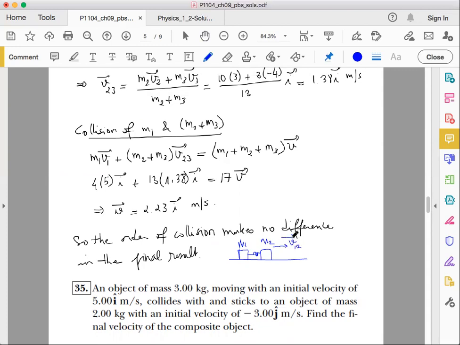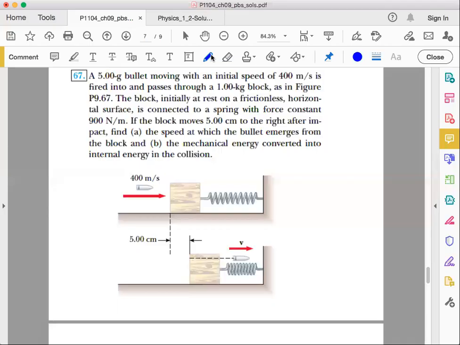and then take later on M3 to collide with the system while M3 is moving with its velocity V3. Just as we did in here, you will find that you end up with the same answer, because the order of the collision makes absolutely no difference in the final result. So that's it for this problem.